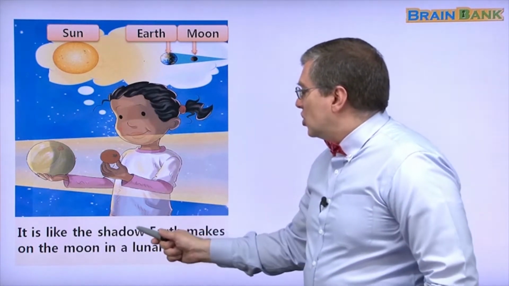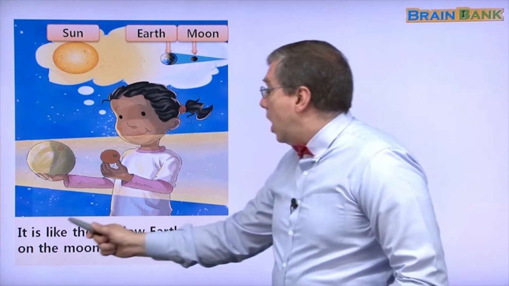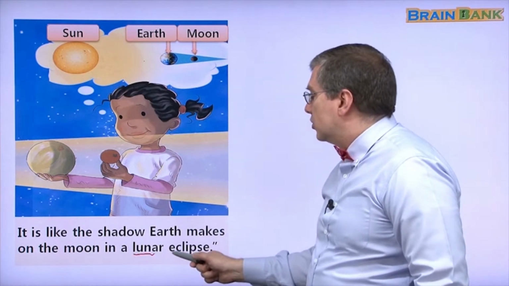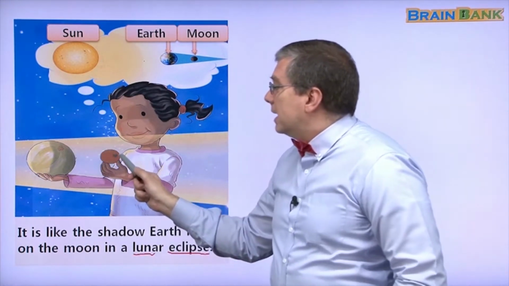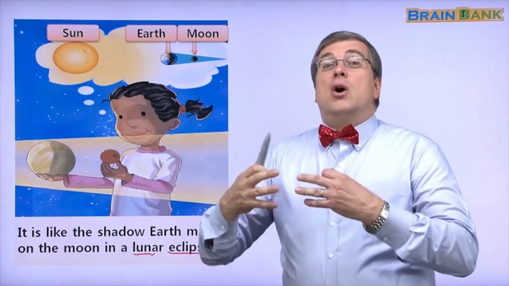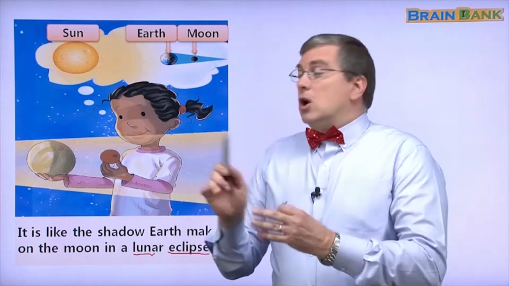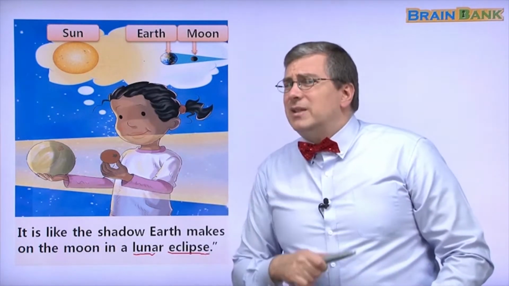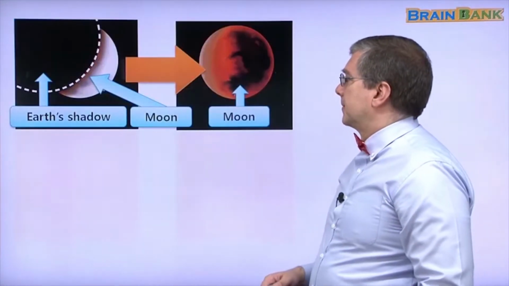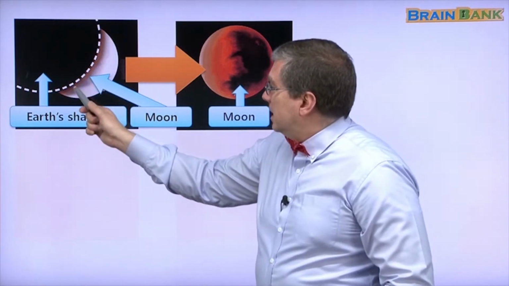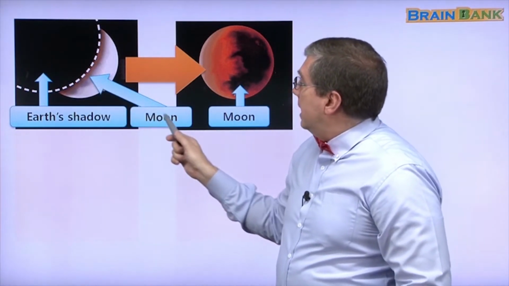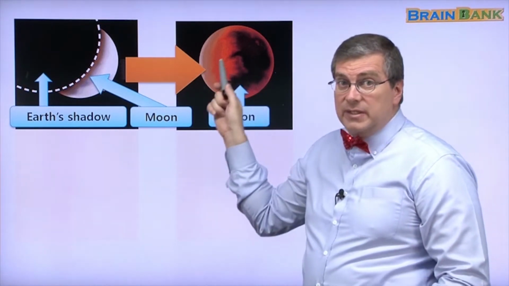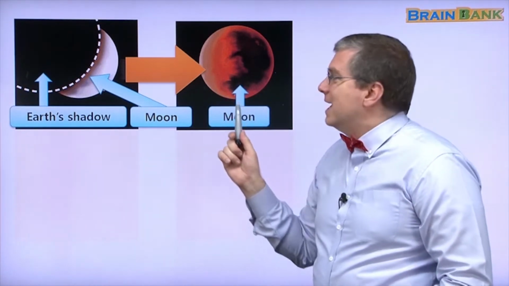It is like the shadow Earth makes on the moon in a lunar eclipse, Wolshik, right? In a lunar eclipse, it covers the whole moon. The Earth's shadow covers the whole moon. So what does it look like? Earth's shadow is here. Here's the moon. And then the moon looks like this. 와, 빨간색이세요. 너무 이상해요, right?